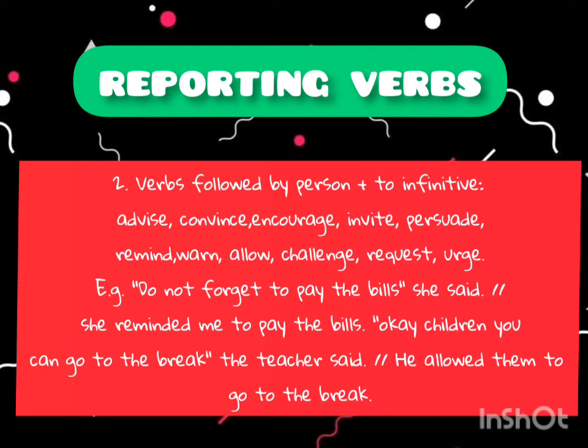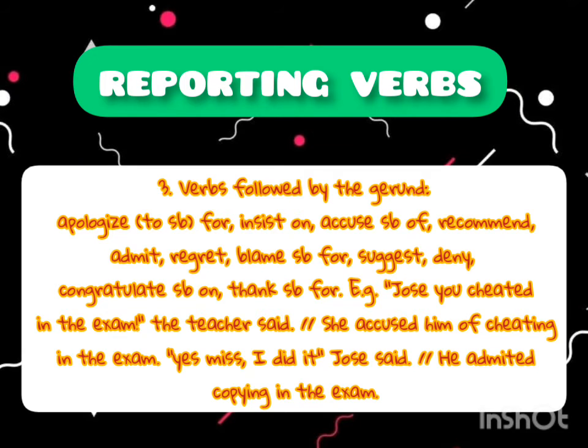We can also have verbs followed by the person and the to infinitive. For example, advise, convince, encourage, invite, persuade, remind, warn, allow, challenge, request, and urge, as examples that you can see below. We can also have verbs followed by the gerund. For example, apologize to somebody for, insist on, accuse somebody of, recommend, admit, regret, blame somebody for, suggest, deny, congratulate somebody on, thank somebody for, as examples that you can see below.